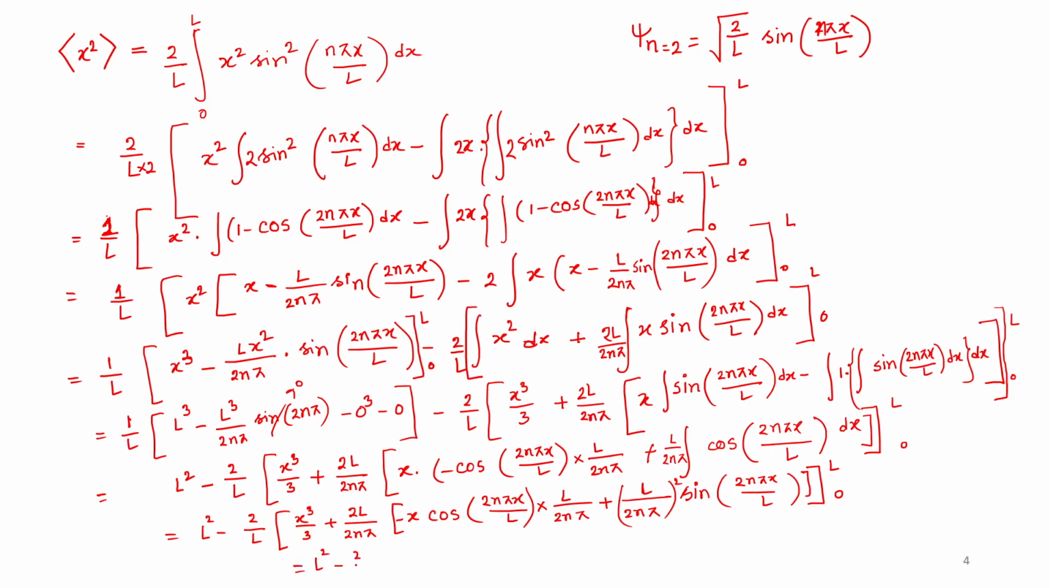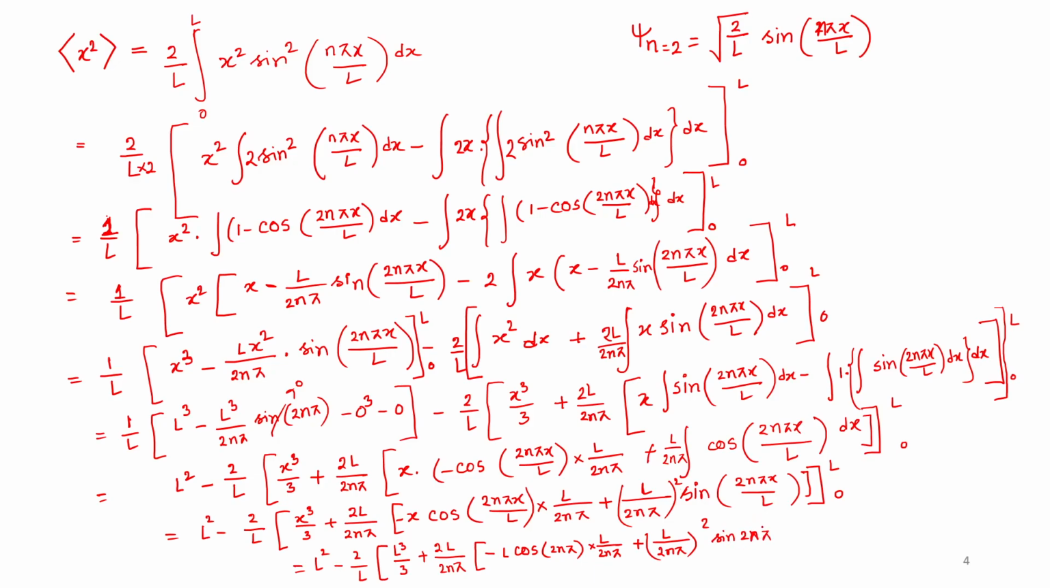L square minus 2 by L cube by 3 plus 2L by 2n pi minus L cos 2n pi into L by 2n pi plus L by 2n pi square sine 2n pi. That's good.